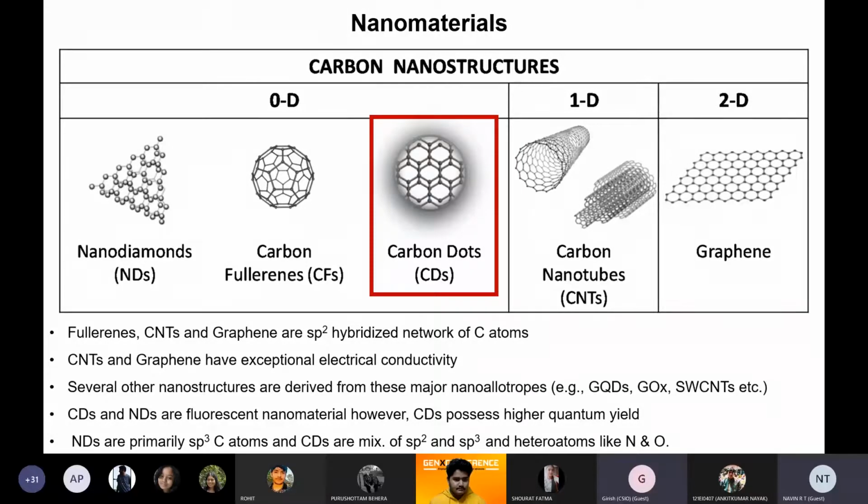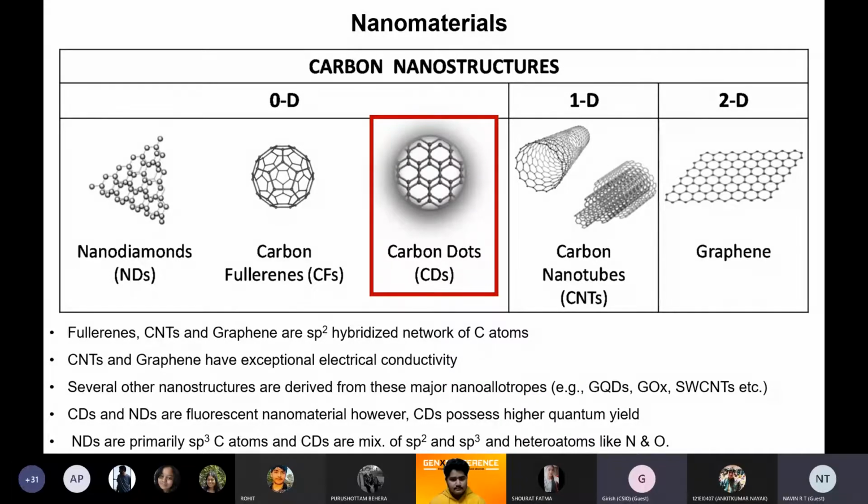So these carbon fullerenes, carbon nanotubes, and graphene are all sp2 hybridized carbons, and therefore they have some similar properties. For example, all of them are very good conductors of electricity. Then using these 1D carbon nanotubes and graphene, researchers have now derived several other nanostructures. For example, there are graphene quantum dots, which are similar to carbon dots, but the difference is that they are derived from graphene, and they are usually nanosheets rather than spherical dots.